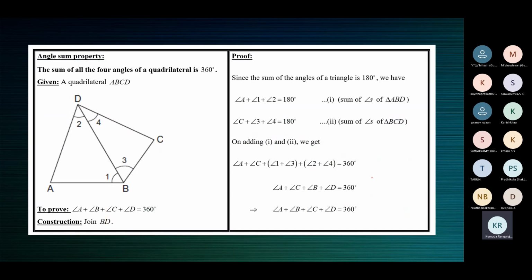This one is simple to understand. After having understood congruent triangles, this should not be difficult, but this is not based on the concept of congruent triangles. I'm just telling you, we have done triangles. So you should be able to understand the proof for the angle sum property of a quadrilateral. Please take a screenshot.